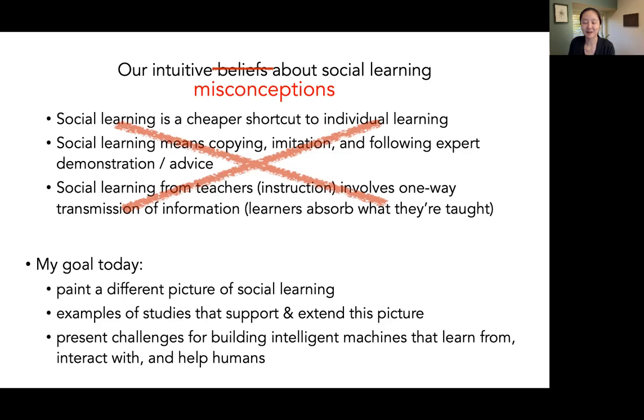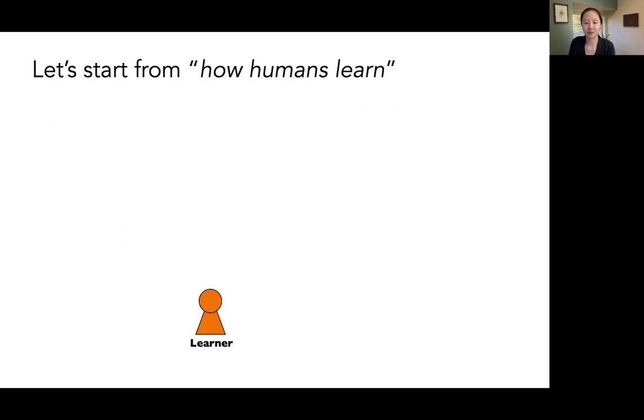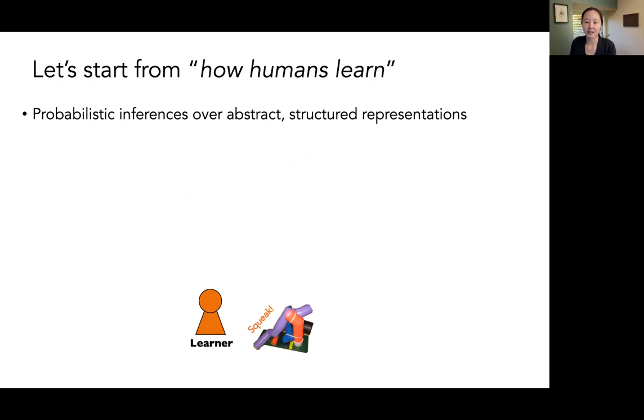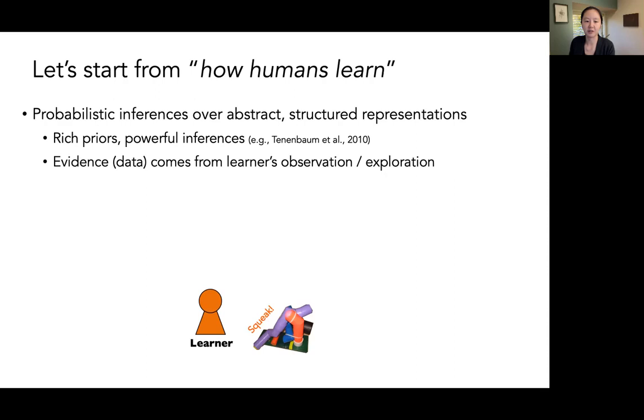So to do this, let's start from our broad idea of how humans learn more generally. Consider this learner with a toy that looks like this, and maybe the learner explores this toy and eventually discovers that if you pull out this tube, the toy makes a sound. Bayesian models of human cognition have formalized learning as probabilistic inference over abstract structured representations. So the idea is that humans have rich priors that they bring in to interpret the observed evidence, and they draw powerful inferences from observed data, which often comes from the learner's own exploration of the world.